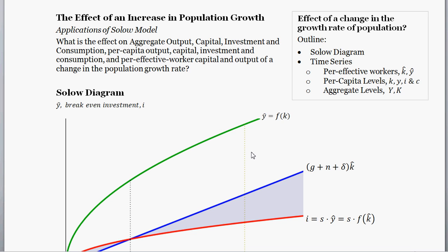Hello and welcome. So with this question, we're going to be doing an application of the Solow model, and this is going to be the full model, with technology growth, labor augmenting technology, as well as population. And the question that we have is, what is the effect of an increase in the population growth rate?